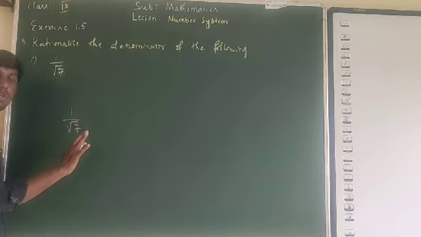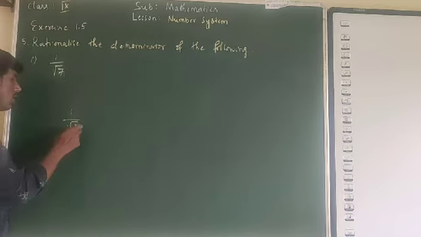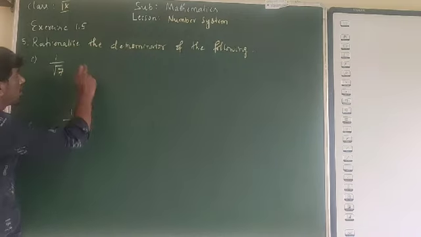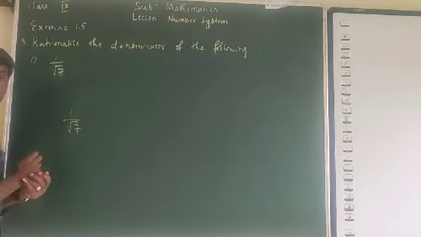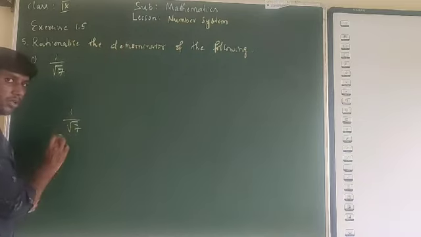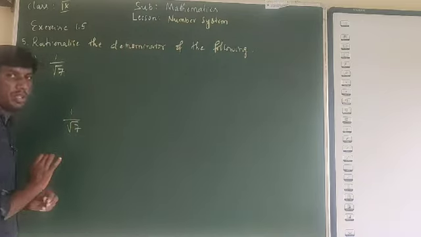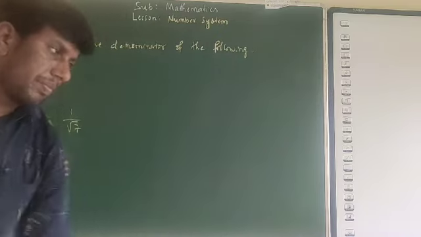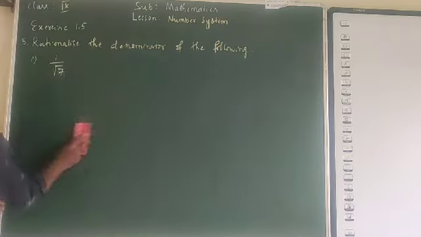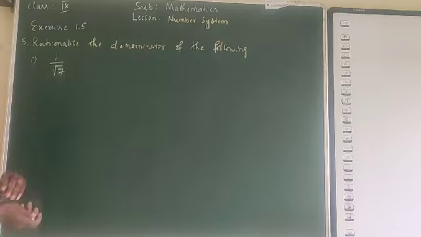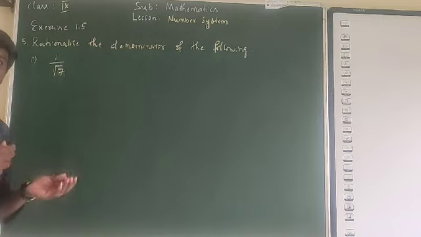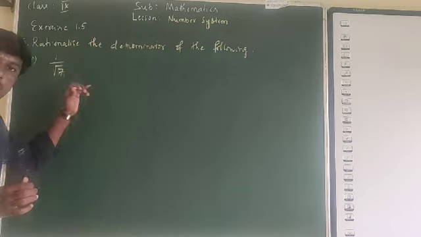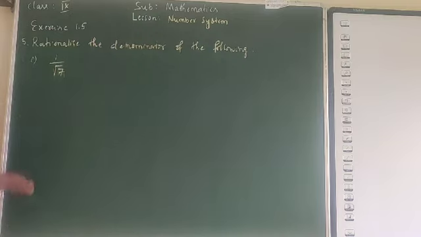They have given an irrational number in the denominator, and I can change it into a rational number. That is rationalizing the denominator: not the whole number, only the denominator. We'll see how to do that. Here the question is 1 by root 7. Our denominator is root 7, which is an irrational number. We should bring it to a rational number, only the denominator.